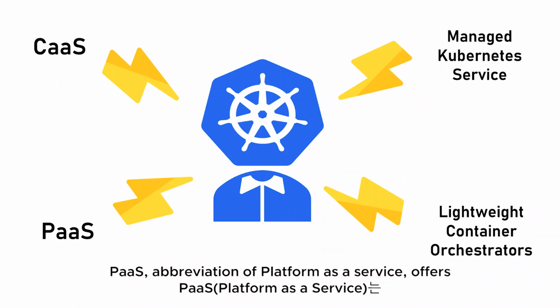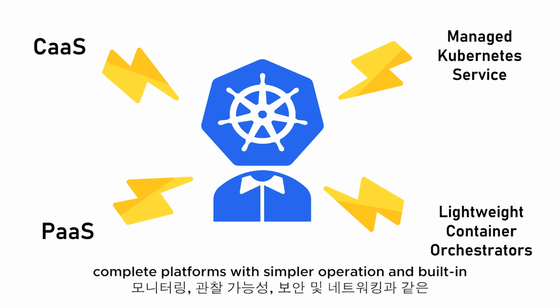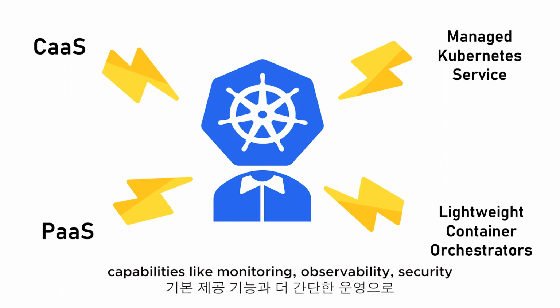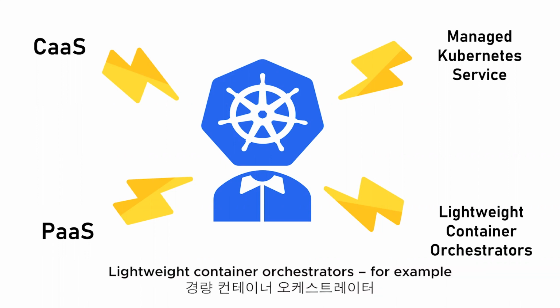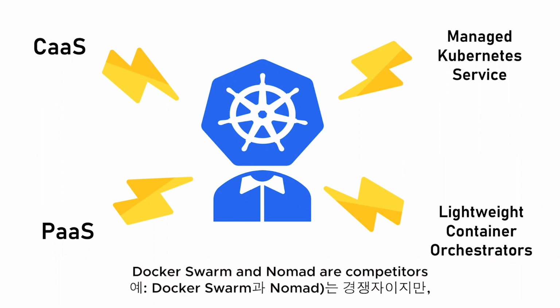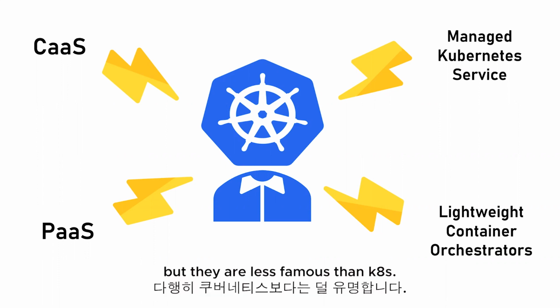PaaS, abbreviation of platform as a service, offers a complete platform with simpler operations and built-in capabilities like monitoring, observability, security, and networking. Last, lightweight container orchestrator. For example, Docker Swarm and Nomad are competitors, but they are less famous than Kubernetes.